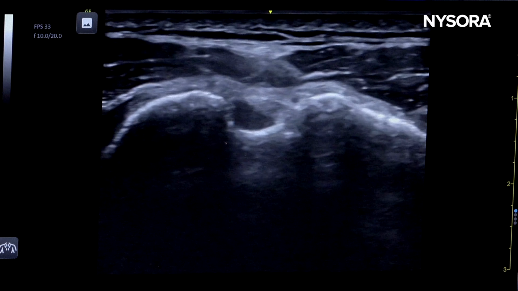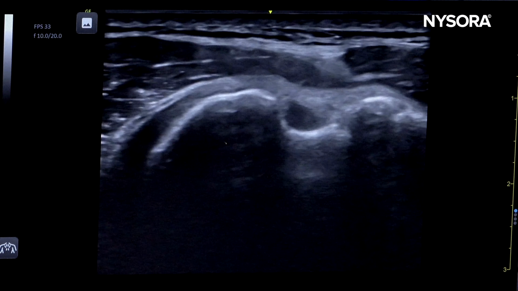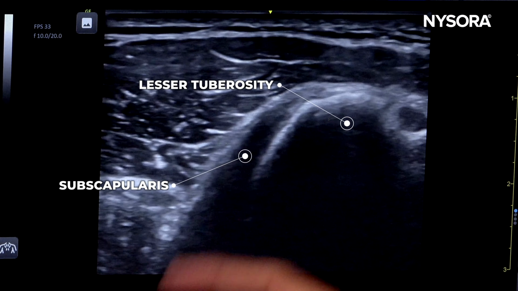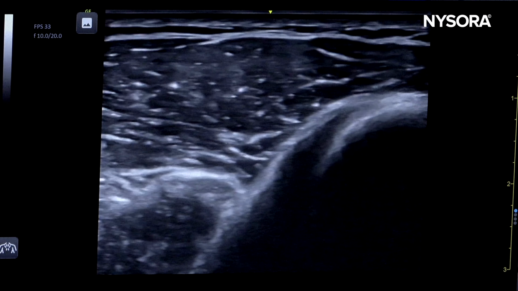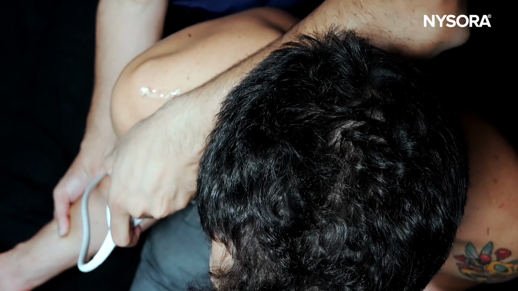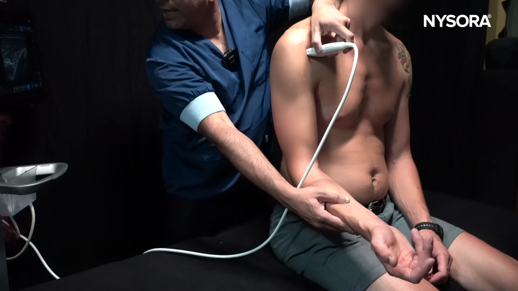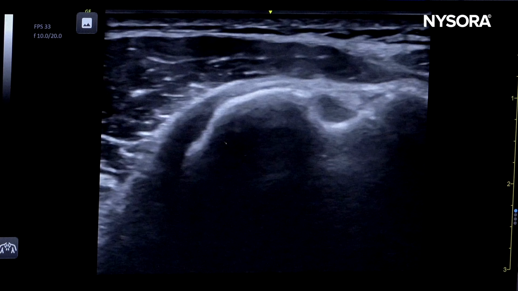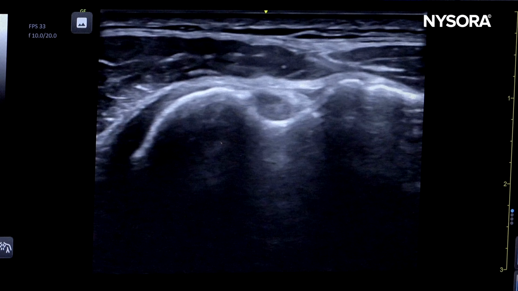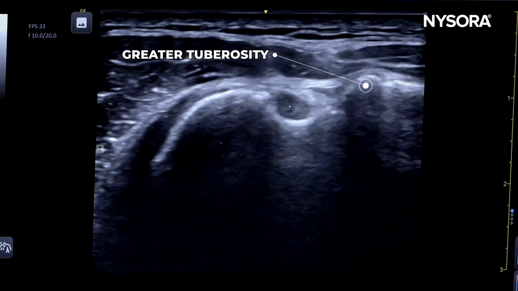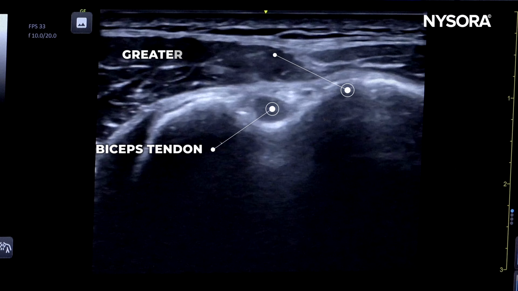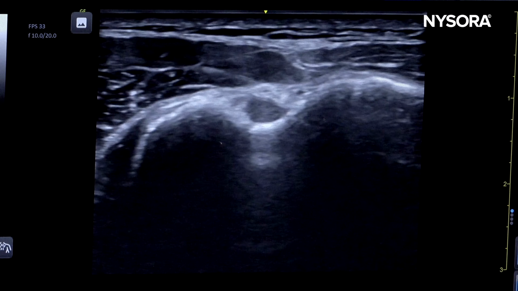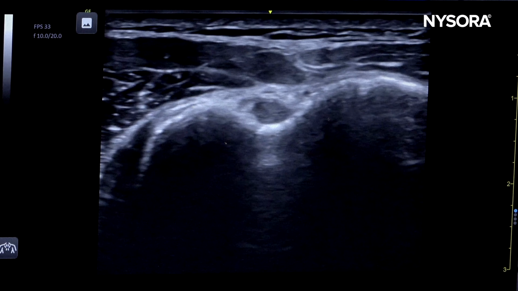As you can see here on the ultrasound screen, we have medially the lesser tuberosity with the subscapularis muscle. The way to prove it's the subscapularis muscle is you can move the patient's extremity, rotate it externally, and you will be able to see the subscapularis muscle. Here we have the lesser tuberosity and the greater tuberosity along with the bicep tendon and the transverse humeral ligament, and you will also have the pulsations of the circumflex humeral artery.